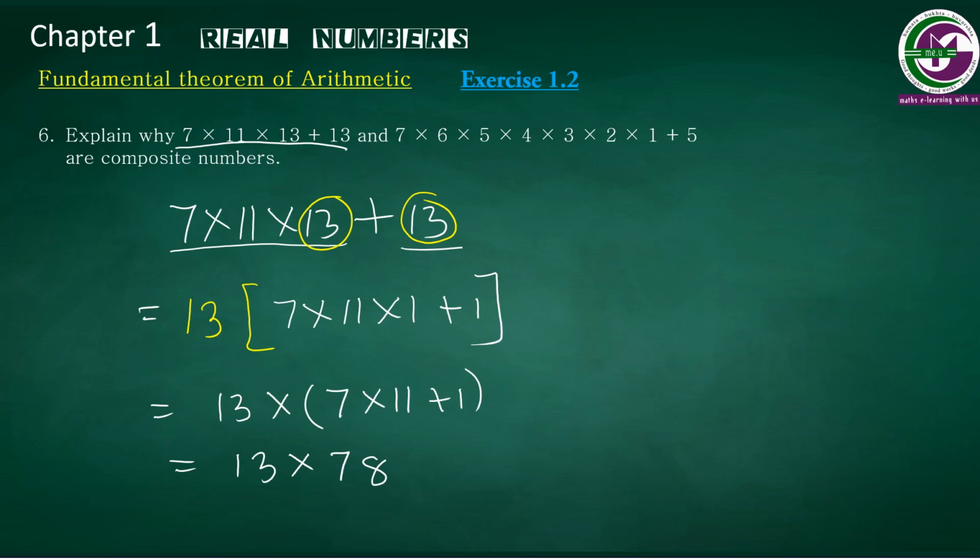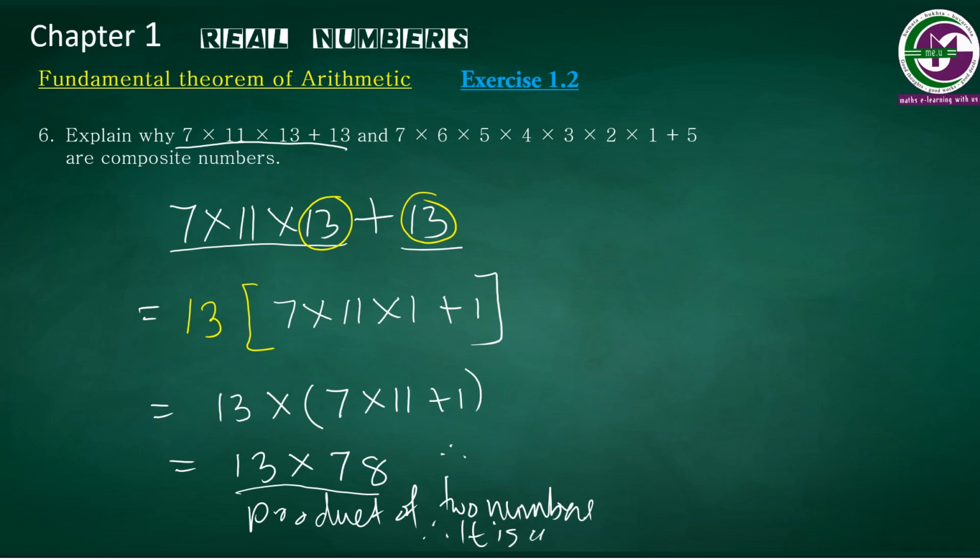The product of any two numbers is a composite number, because a prime number is a number which has only two factors, 1 and itself. It cannot be written as the product of any two numbers other than 1 and itself. So 7 times 11 times 13 plus 13 can be written as 13 times 78, the product of two numbers. So it is composite.